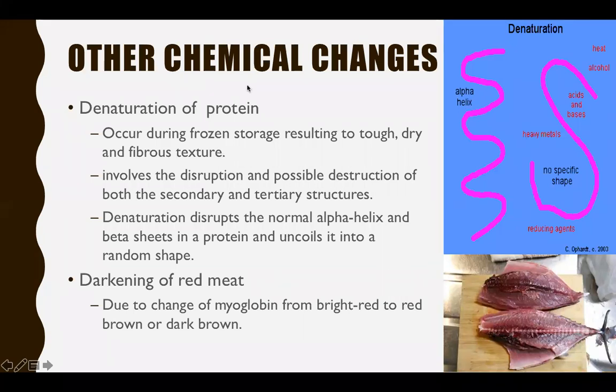Next is darkening of red meat. This is bakit mas nagiging dark yung meat ng isda. This is due to change of myoglobin from bright red to red-brown or dark brown. So these are the different things that the fish undergoes during chemical changes.